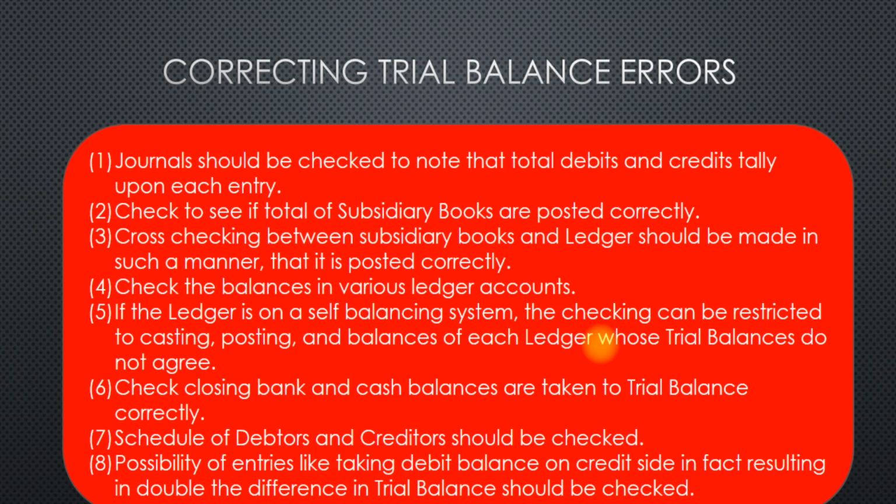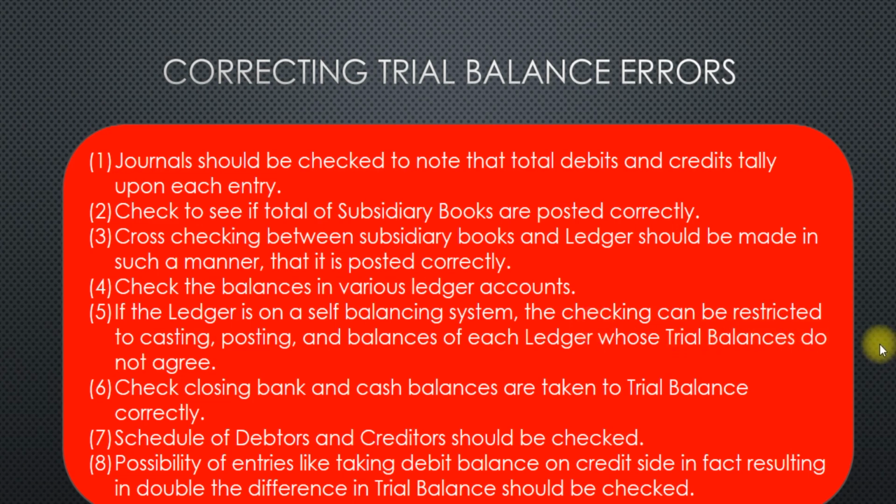And finally, it may also be possible that the debit balance may be taken on the credit side, and that accounts for double the difference in trial balance. Sometimes because of overwriting or rewriting, or maybe just missing an entry on one side of the trial balance, the debit balance may be taken on the credit side. So that will account for double the difference in trial balance. Therefore, to locate and correct such errors, half the difference may be taken and inspect whether such items appear in the trial balance. So these are some of the common ways in which an auditor corrects trial balance errors.